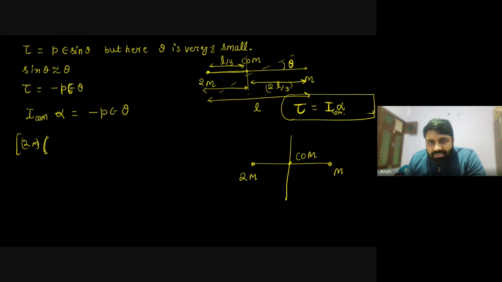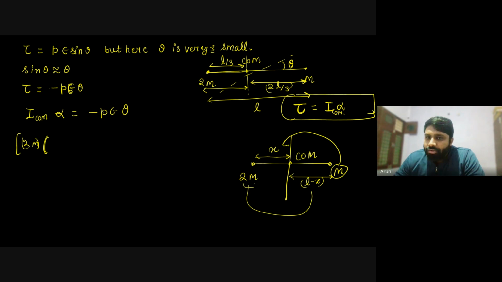Okay. Let's say this distance is x. So this distance will become L minus x. So from the origin, if you calculate the center of mass of this system, what will it be? This mass multiplied by this distance plus this mass multiplied by this distance, divided by the total mass. So 2m into (L minus x) plus m into x, divided by 3m.